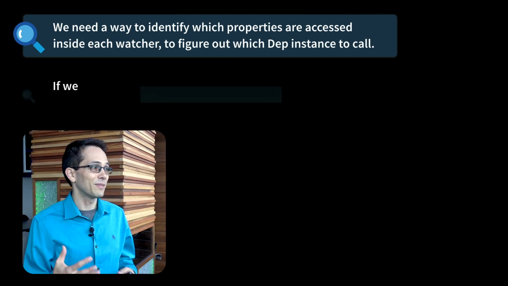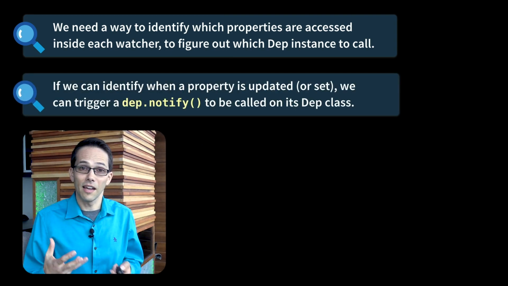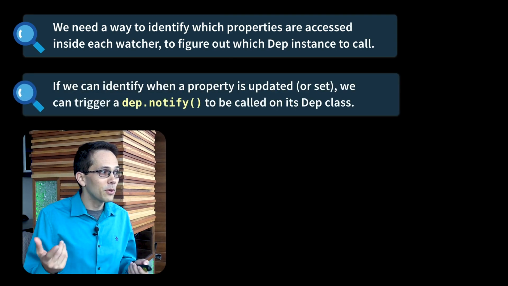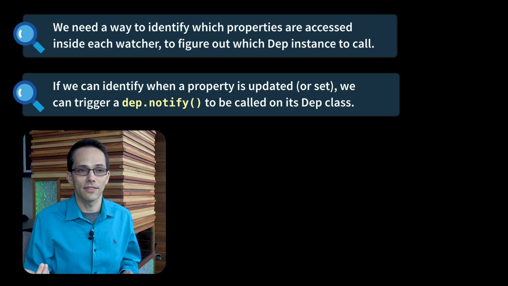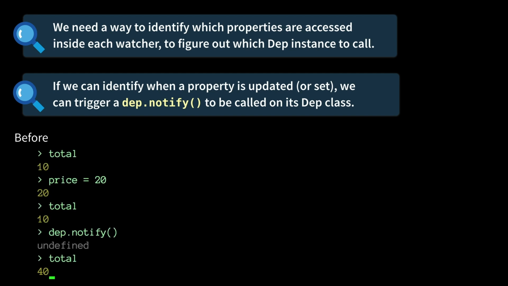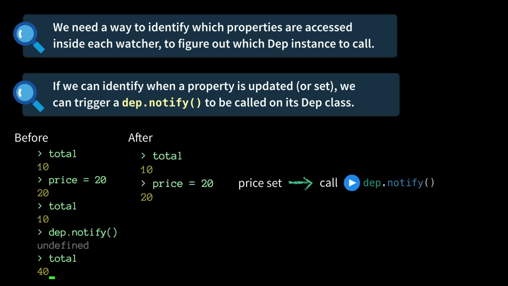We also need a way to identify when a property gets updated, so we can trigger dep notify to be called on its dep class. Before, we had to run dep notify, but we need a way so that when price gets updated, when it's set, that we call dep notify on the price dep instance. So when we call total, we get back 40, and we no longer have to call dep notify manually.